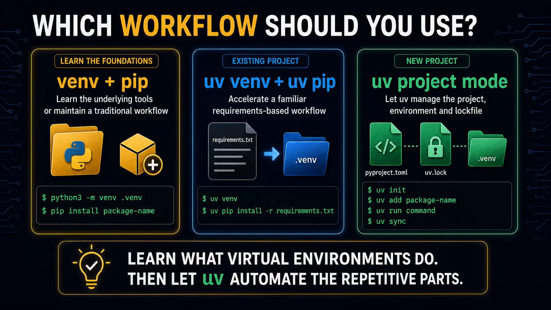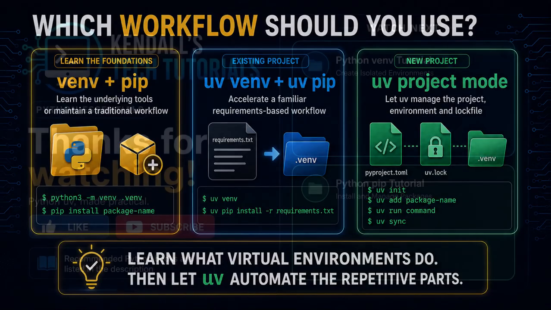Which workflow should you choose? Use venv and pip while learning the underlying Python tools, or when you deliberately want a traditional workflow. For an existing requirements.txt project, uv venv and uv pip provide a faster, familiar approach with uv performing the work. For a new project, use uv init, uv add, uv run, and uv sync. My recommendation is simple: learn what virtual environments do. Then let uv automate the repetitive parts.